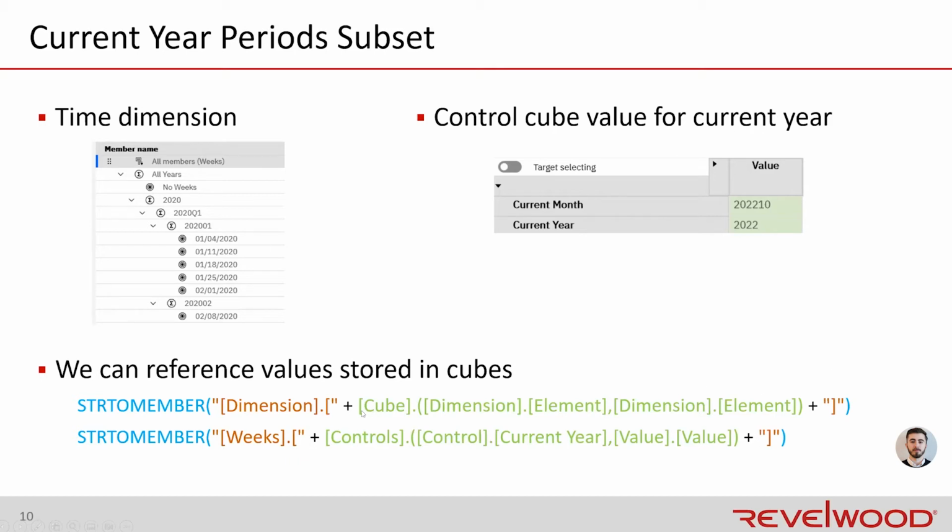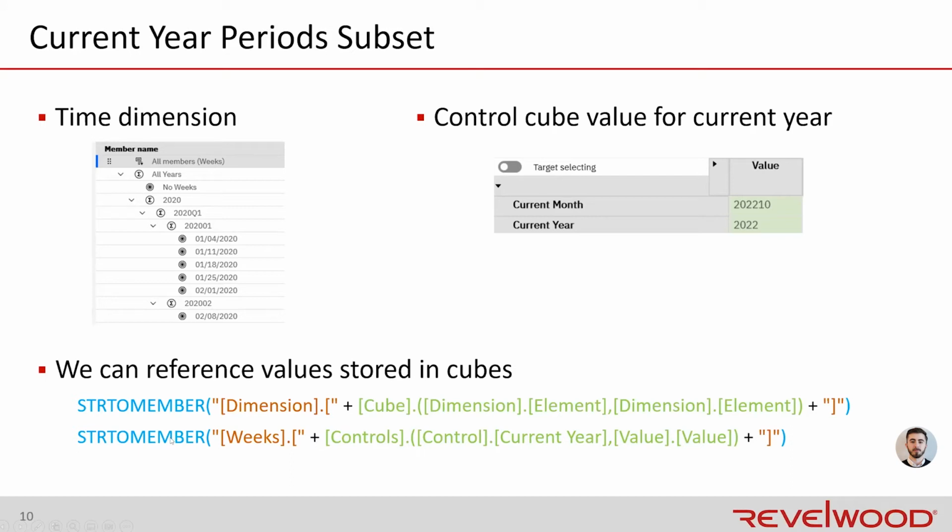Basically what this does is I can actually pull the cube value right here, and this will pull in this 2022. So if I specify a cube where I have controls, in this case being my control cube up here, and then from there, I say, for the control dimension, we're looking at current year, and for the value dimension, we're looking at value. That's going to give me an intersection of current year and value of 2022. And when I do that in the MDX expression, it'll pull that value in.